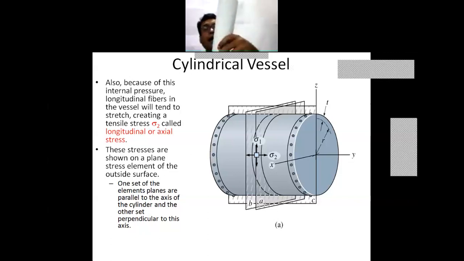Should I hold it like this or like this? Now I have held the vessel as shown in the figure in the horizontal way, and I am going to cut through this section. Because of the internal pressure, the longitudinal fibers in the vessel will tend to stretch. When I have cut this, I will be able to see this part. And this is the longitudinal stress that will be developed.